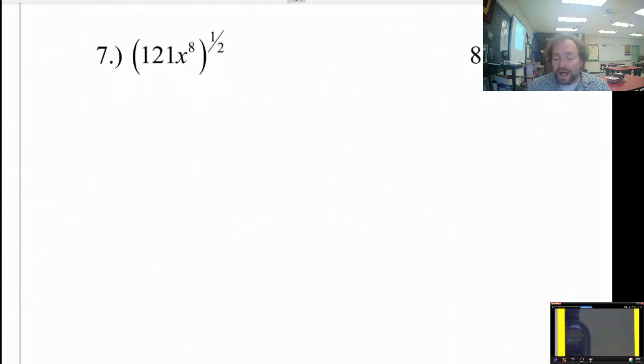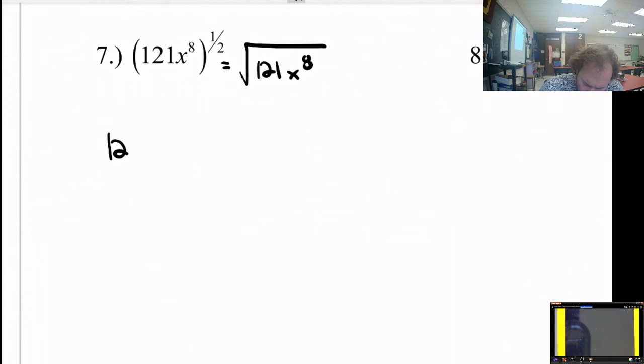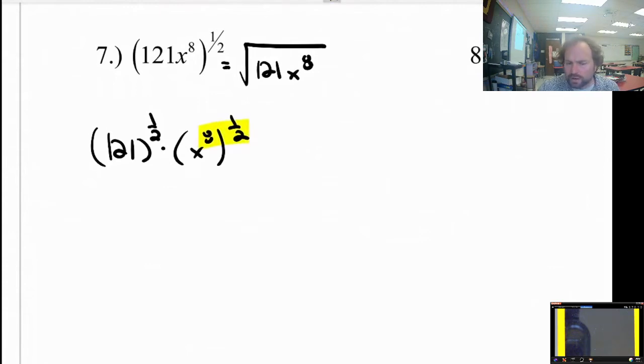Okay, here we go with fractions now. What we need to remember is this is a square root. This is equal to the square root of 121 x to the 8th. Although I don't really like root notation. I think the fraction exponent is much more expressive. I like to think about this as 121 to the 1/2 power times x to the 8th to the 1/2 power. And here it's really easy to see that 8 times 1/2 is 4. So it's going to be x to the 4th power. And the square root of 121 is 11. So this is 11x to the 4th.